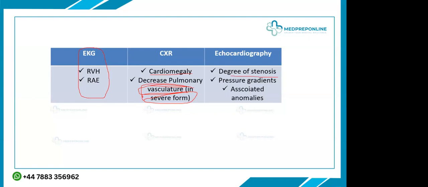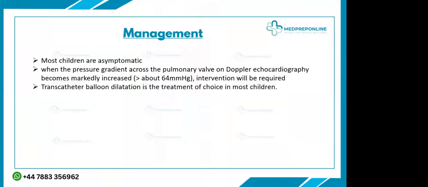On echocardiography, we will see the degree of stenosis, the pressure gradients across the different chambers, and the associated anomalies. Pulmonary stenosis usually presents with many other congenital heart defects, so it becomes relatively easy for them to survive in the immediate period.